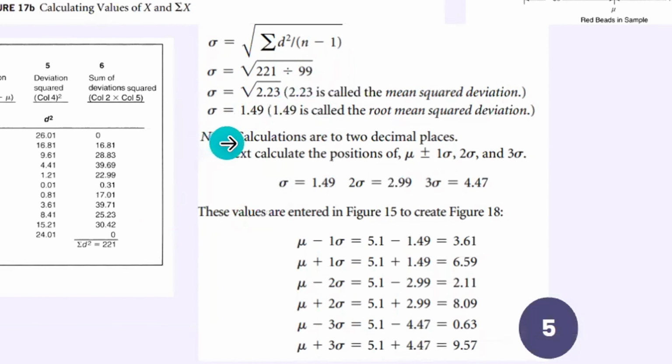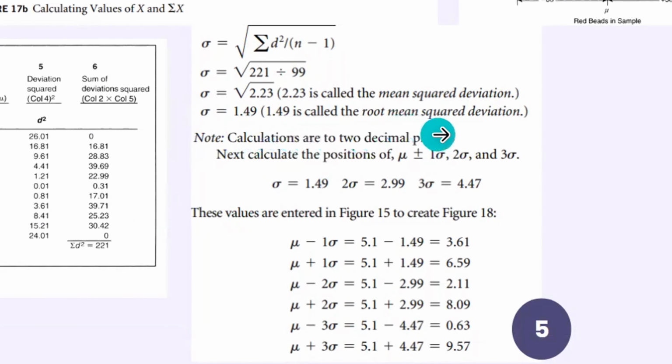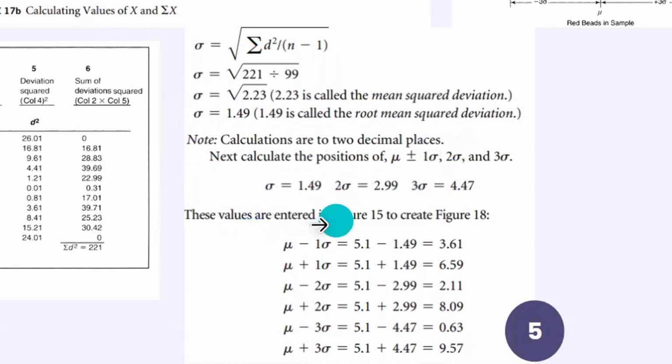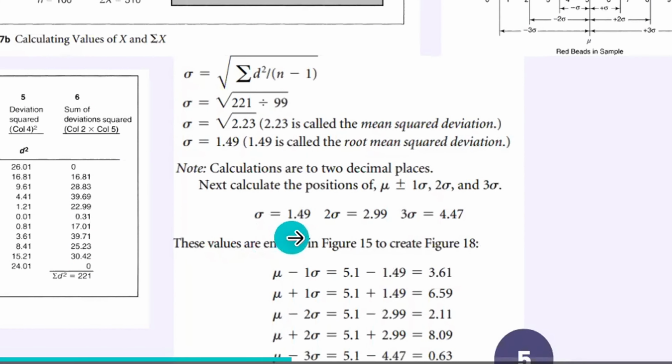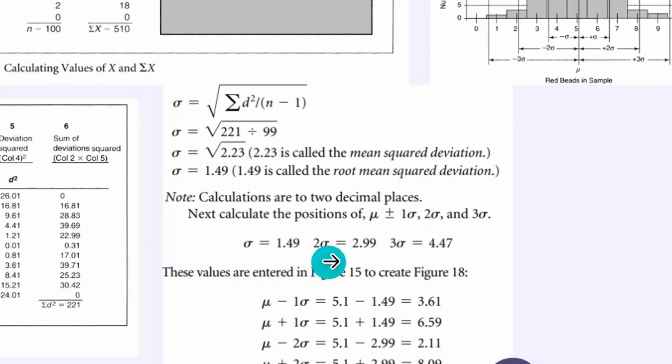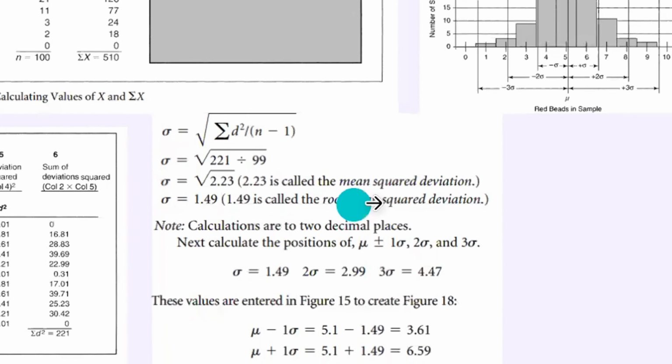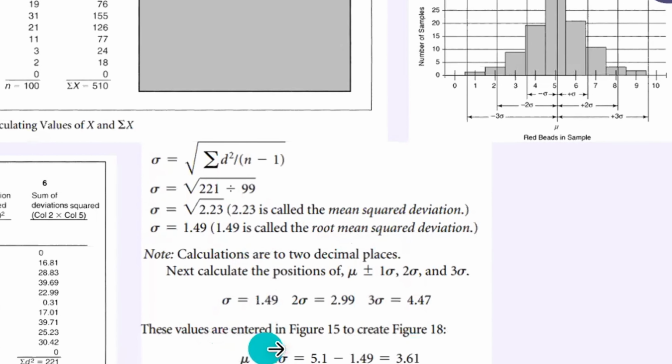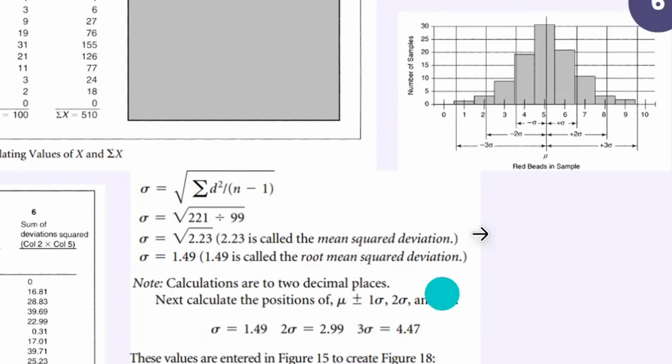2.22 is the result. The result, 1.49, is called the root mean square deviation. Here you can see that the summation is equal to 1.49. Two times the sigma is 2.99, and you can see the result of it. And this value goes into figure 15 to create figure 18 here.